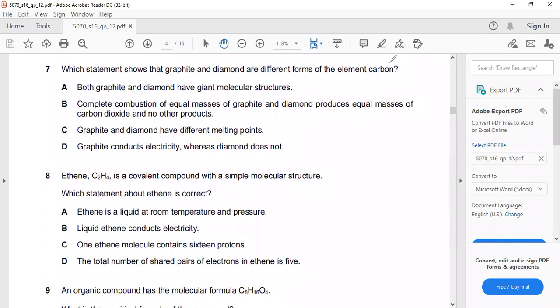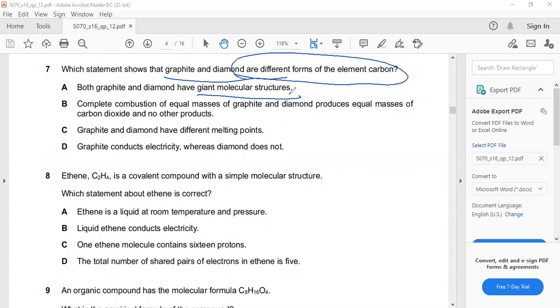Number 7. Question about graphite and diamond. Both are allotropes. Allotropes have similar chemical properties but different physical properties. Both have giant molecular structure. Graphite and diamond. Read the question very carefully. Which statement shows that graphite and diamond are different forms of carbon?